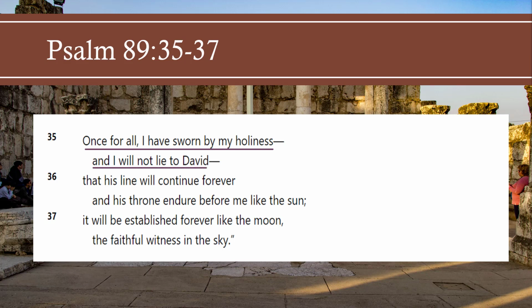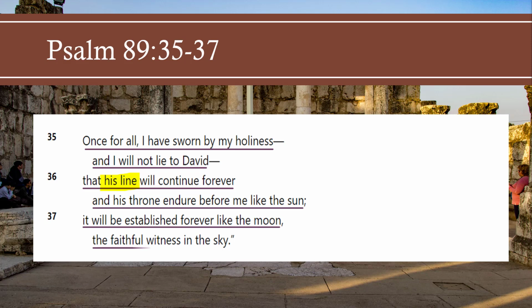So the psalmist is saying, God says, look, I'm not lying to David. His line will continue forever, or its descendants, really. His descendants will continue forever. Now, that's important. We're talking about his line. His line will continue forever. His throne endures before me like the sun. It will be established forever like the moon. Now, the 'it' there is the line of his descendants.